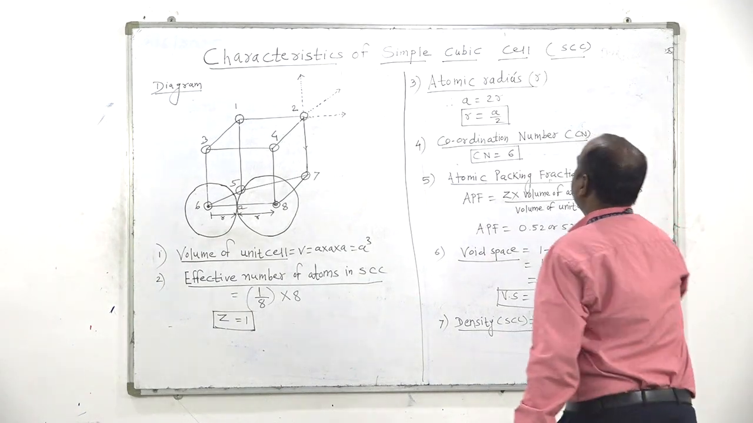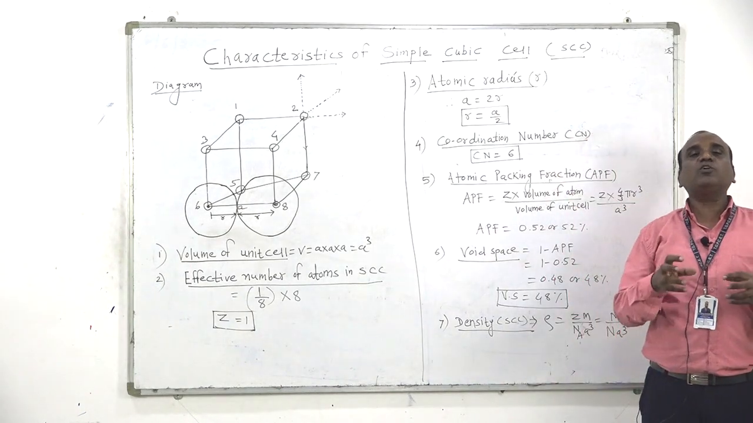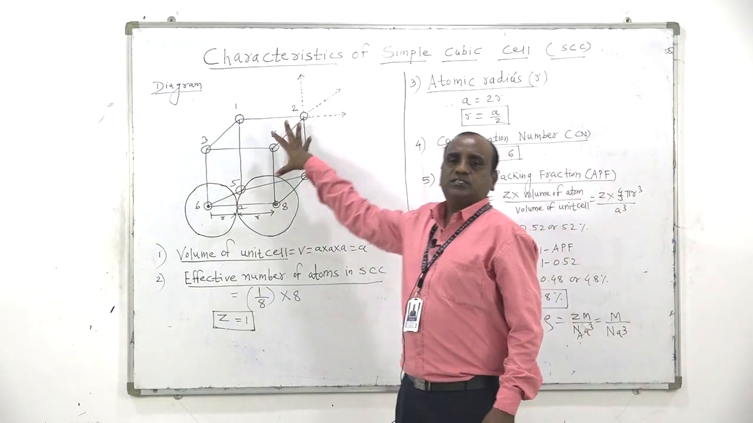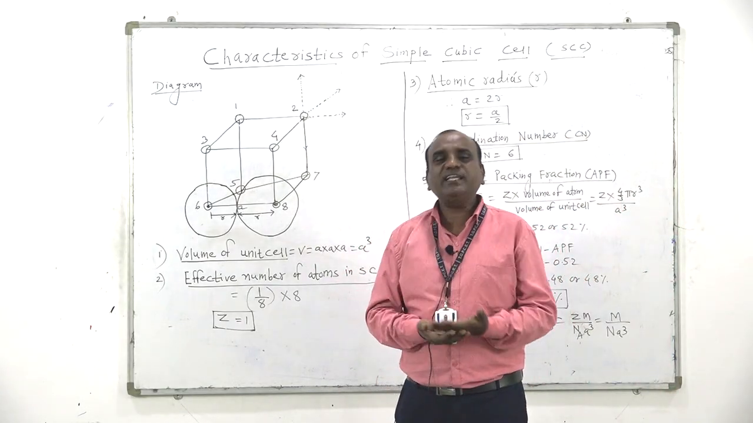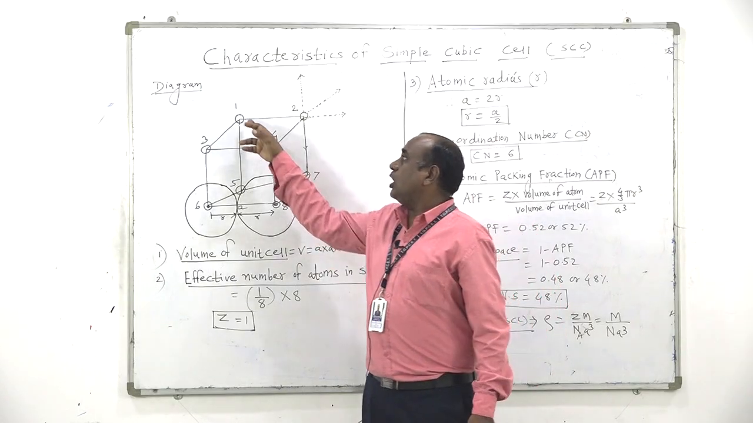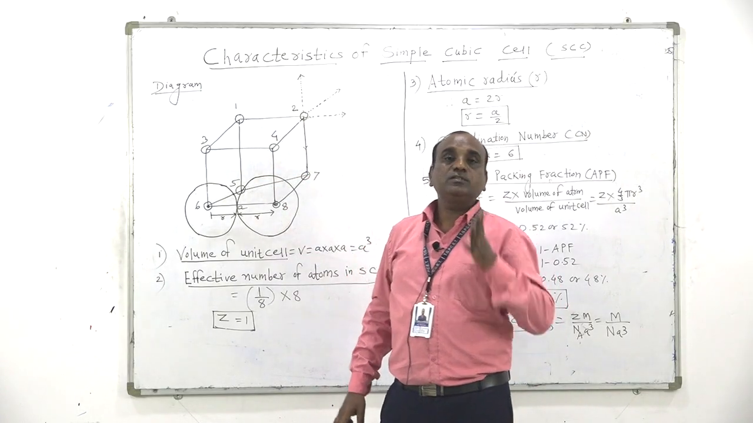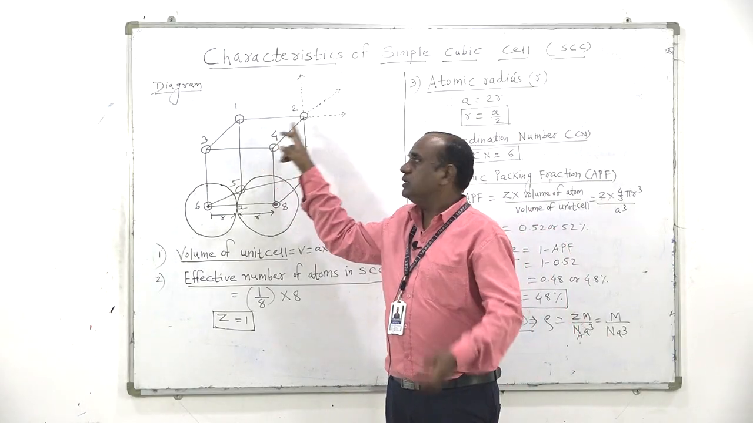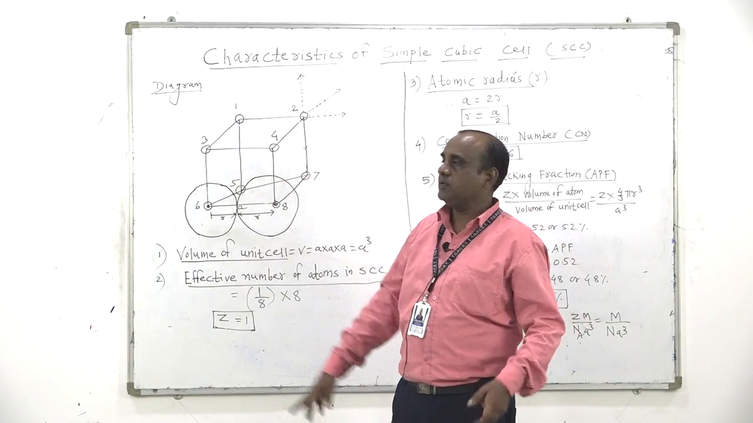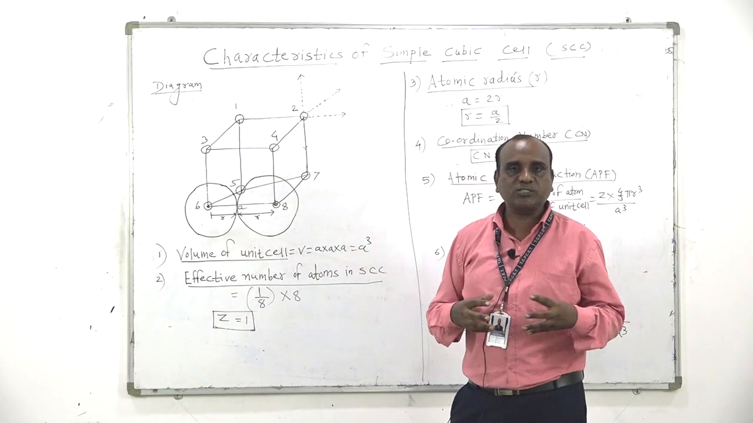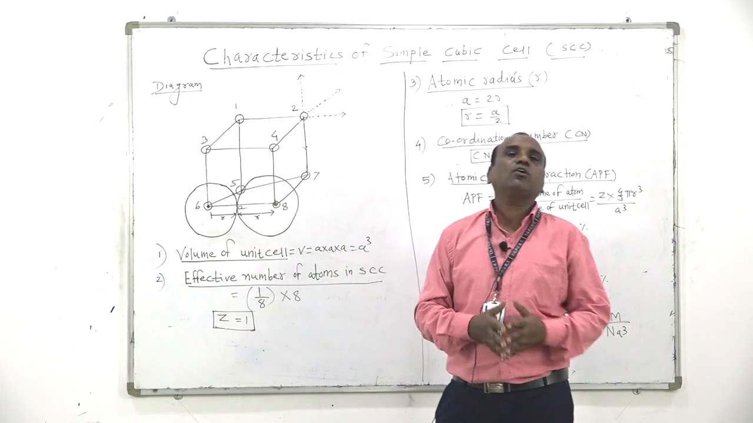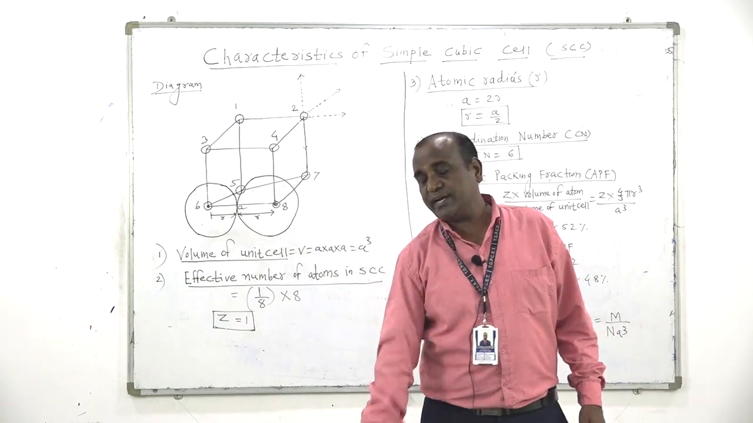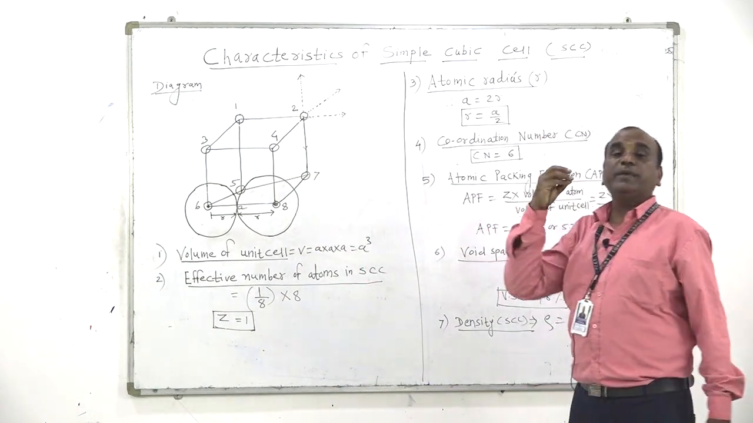Similarly, the third characteristic is atomic radius. Students, we already discussed that all corner atoms are spherical in nature. The first atom looks like a sphere, the second atom also looks like a sphere, the third atom also looks like a sphere, the fourth atom, all the corner atoms look like spheres. That's why the atomic radius will be given.